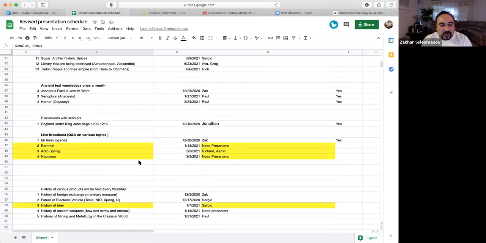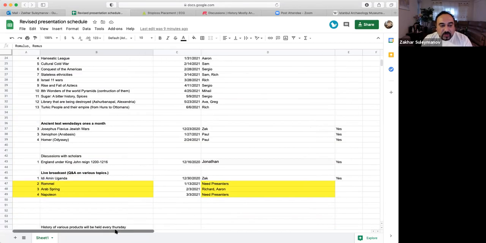Then we have a third block: ancient texts. We actually read a book, like on the 23rd, something like Josephus Flavius, Jewish Wars. We read the book beforehand, and then we discuss the text. The presenter puts up main points, and we discuss the main points of the book and what it was about. It's still a history type of discussion, but mostly has to do with texts.